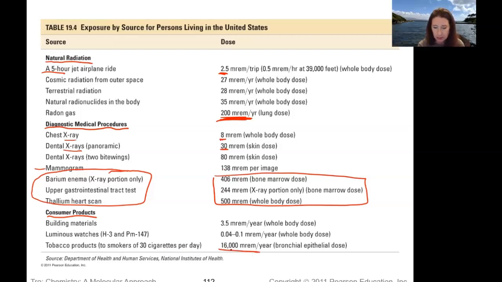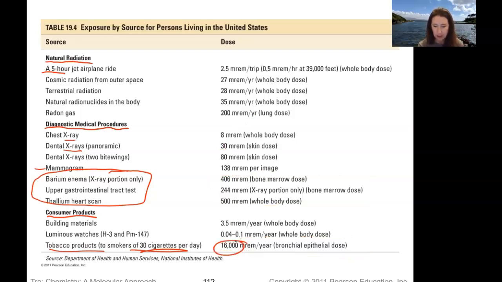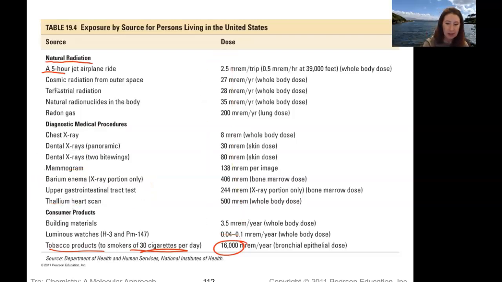Look at this one. Who knew that smoking had so much radiation in it? But it does, right? So tobacco products, 30 cigarettes a day, 16,000 millirems. Look at the magnitude of this one compared to everything else, right? More reasons not to smoke.